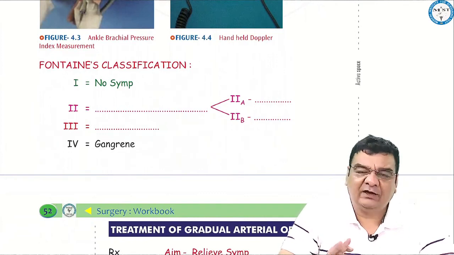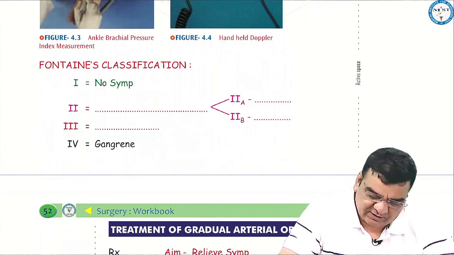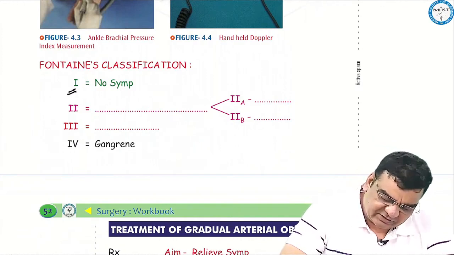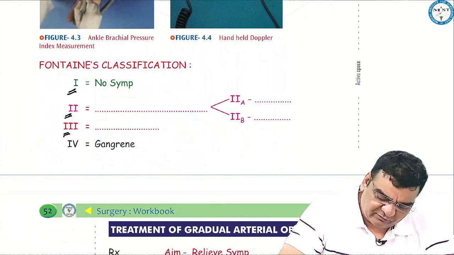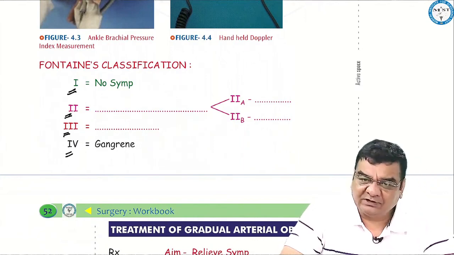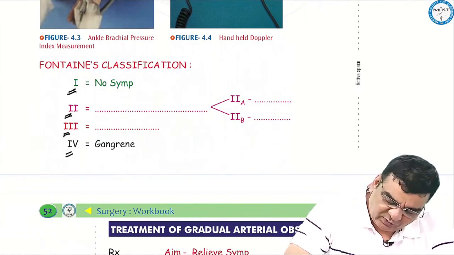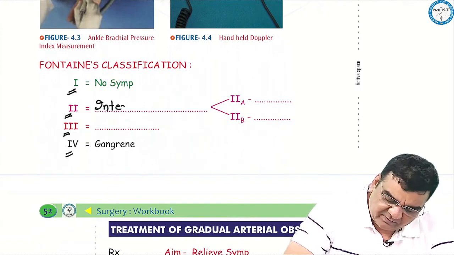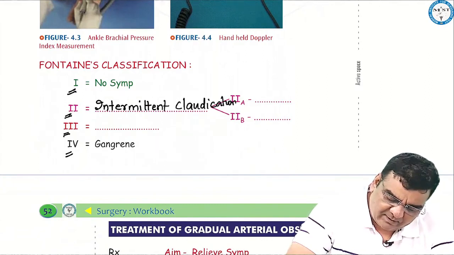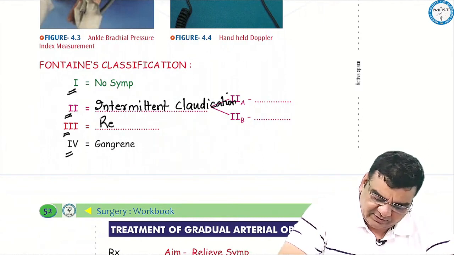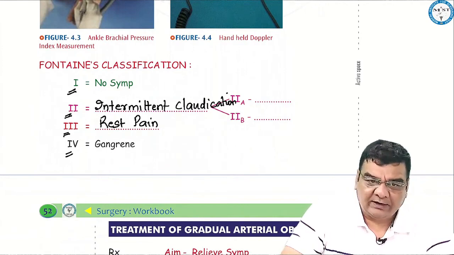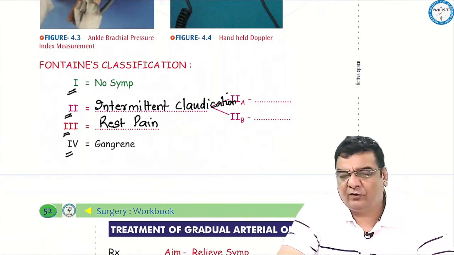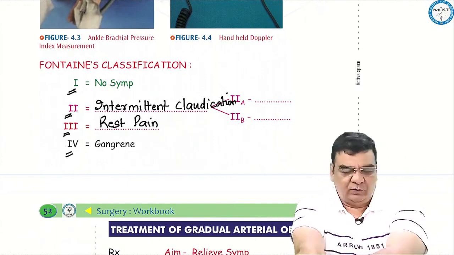We can also do a Fontaine's classification here, where we can classify the presentation of gradual arterial obstruction into 4 grades. Grade 1 when the patient does not have any symptoms. Grade 2 when the patient is having intermittent claudication. Grade 3, rest pain. Grade 4, gangrene.